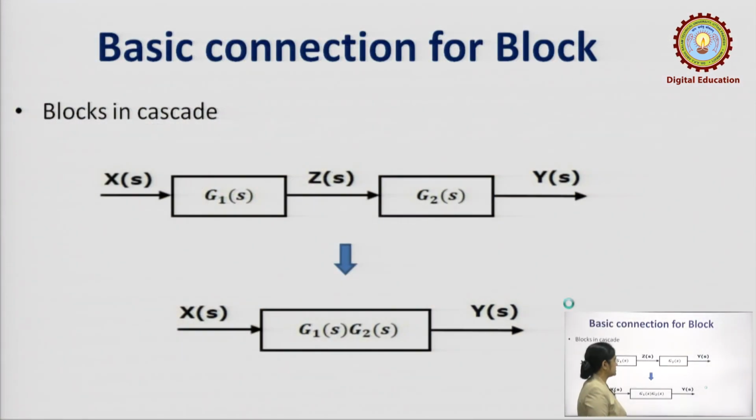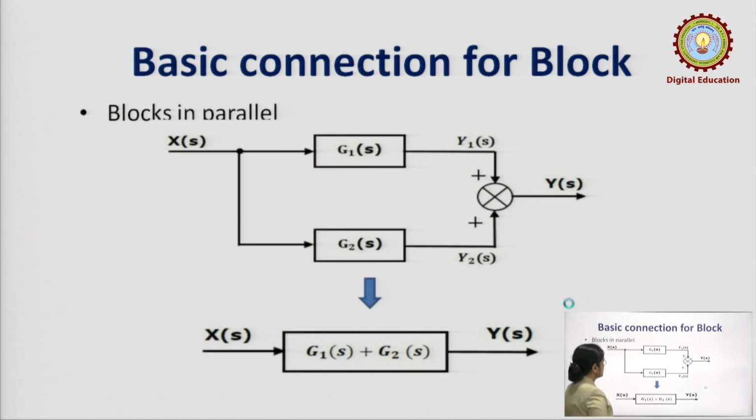Now, this is known as the cascade, that is G1 of s and G2 of s. When they are connected in series, they are written as G1 of s and G2 of s. The input signal is X of s, the output of the first block G1 of s is Z of s, and the output of the second block, that is G2 of s, is Y of s. So, what is this Y of s overall? The two blocks can be written as G1 of s into G2 of s. This is the basic cascade.